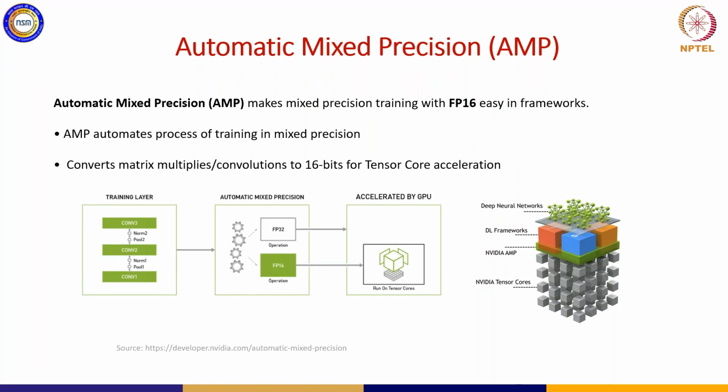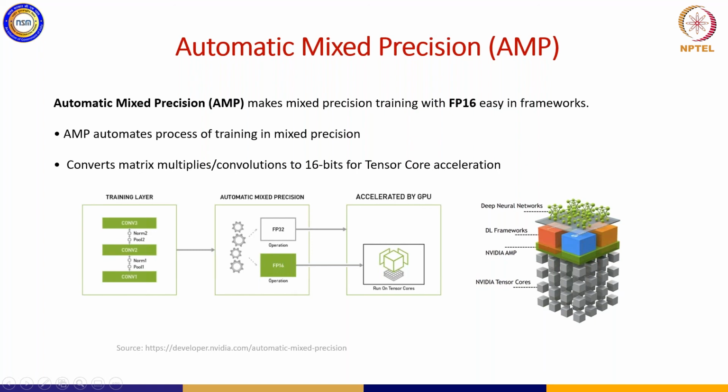So automatic mixed precision automates the process of training in mixed precision. It does the automation for you. It converts the matrix operations and the convolution into 16-bit for your tensor. For example, let's say this is our training layer, the convolution layer that you can see here. The training is being done using automatic mixed precision, which is both FP32 and FP16, and the computation within the FP16 will be run on the Tensor Core.